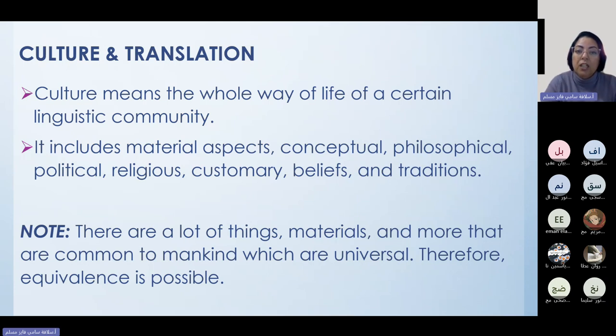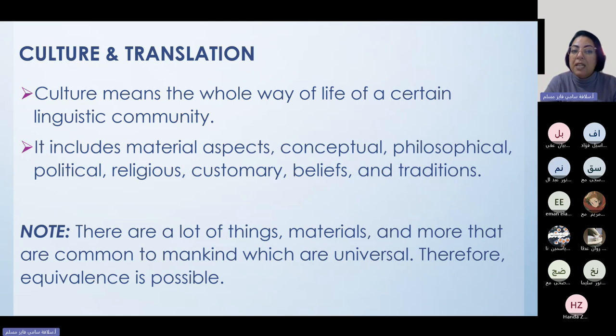So what does culture mean? Culture means the way people live. How do they communicate? How do they interact in a social environment? Okay? And therefore, there are some aspects of the culture that are necessary to understand in order for us to translate properly. Those who took Introduction to Translation know them because we talked about them. These are material aspects, conceptual aspects, philosophical aspects, political, religious, customary, beliefs, and traditions. All of these constitute your culture. Okay?